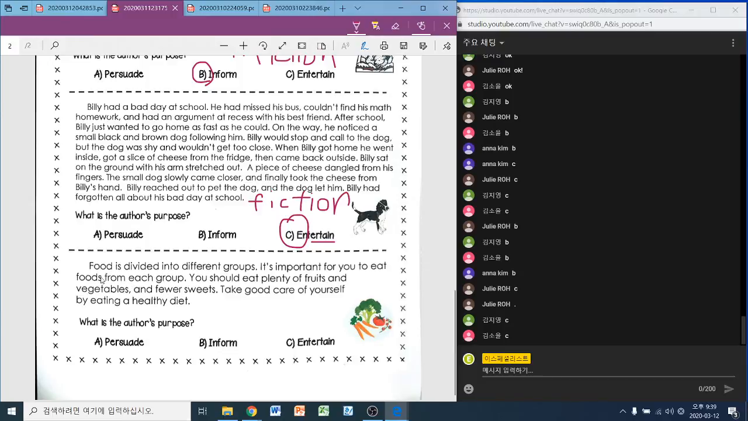Then last one, okay? It's very short, and this is today's last one. Get it? Food is divided into different groups. It is important for you to eat foods from each group. You should eat plenty of fruits and vegetables and fewer sweets. Take good care of yourself by eating a healthy diet. So what is the author's purpose? A. Persuade. B. Inform. C. Entertain.